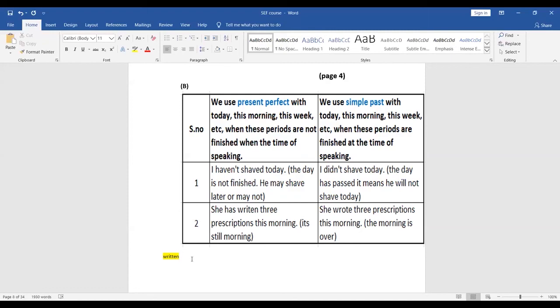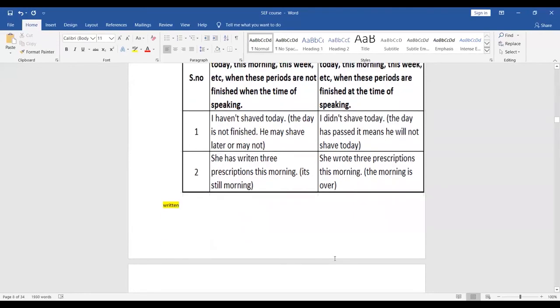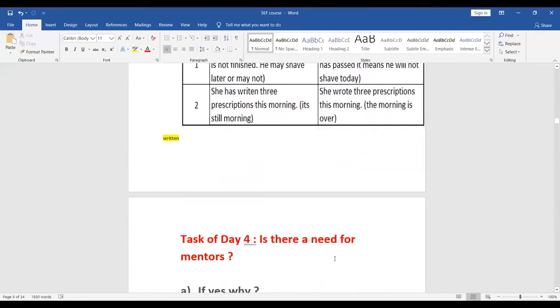So "has written," the word "has" here shows that it will be continuing and she will be writing many more prescriptions. So if you say "she wrote," which means it's a direct subject followed by the past tense, and hence this is an action completed in the past. So these are ways that you could identify whether they are the present perfect or the simple past.